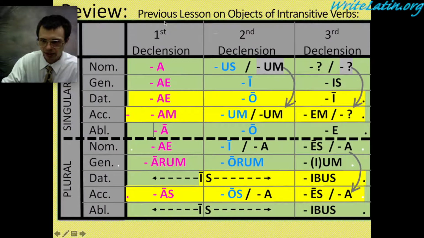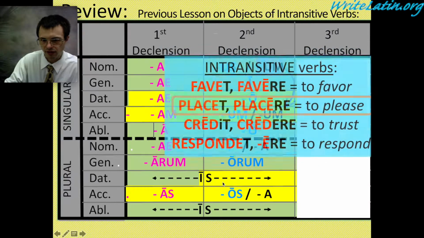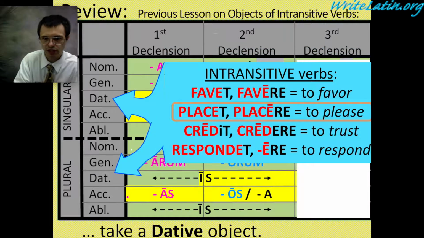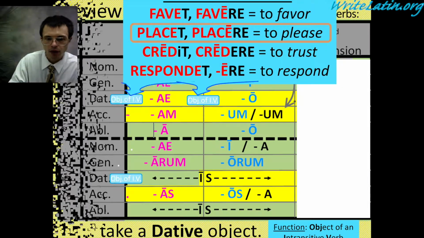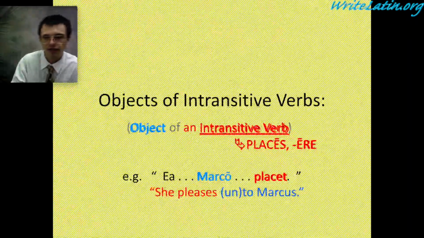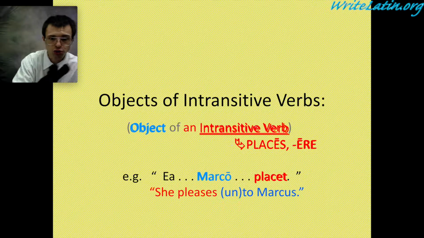Okay, so again, these videos do not cover third declension because we don't learn those till chapter 9. So we're just going to do I and O and E as our dative endings. Previously we learned the intransitive verbs favor, please, trust, and respond, and they only got one object, a dative object of an intransitive verb. But now in this next part of the video, we're going to get an accusative object also. So we're going to have two objects.